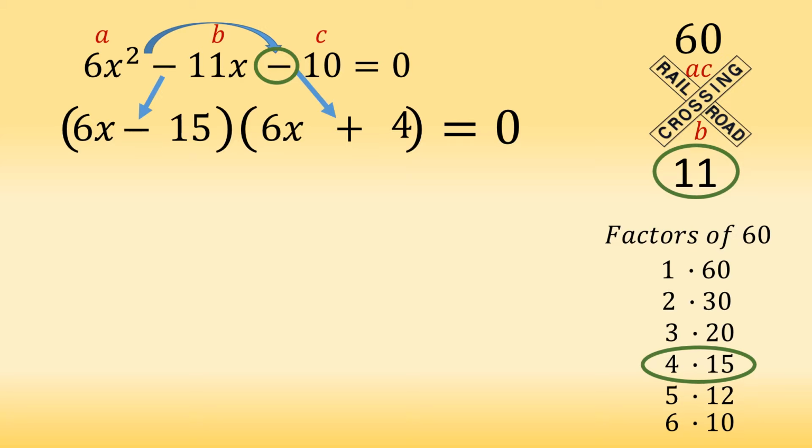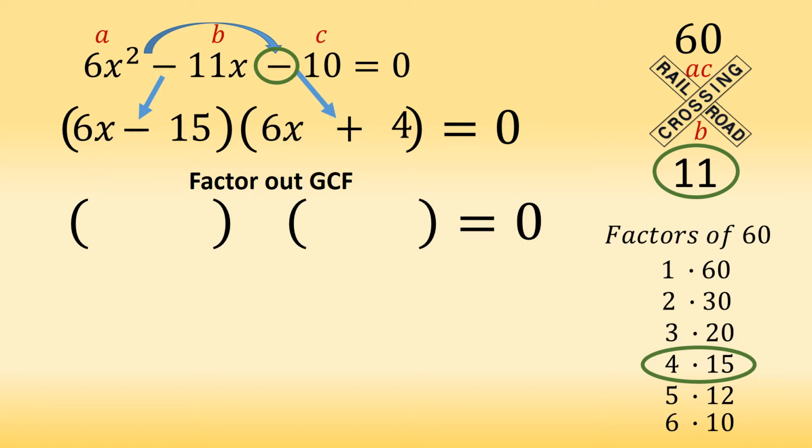Now, remember how we threw that extra 6 in there? We've got to factor it out now. So what are we going to do? Let's put down another set of parentheses. Let's look at this first 6x minus 15. What can I factor out? 3. What am I left with? I'm left with 2x minus 5.